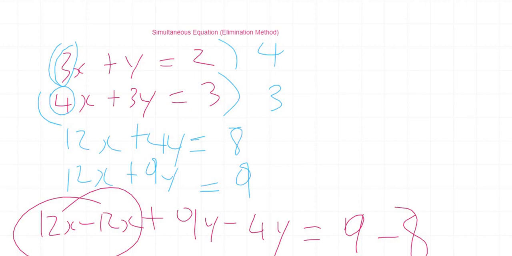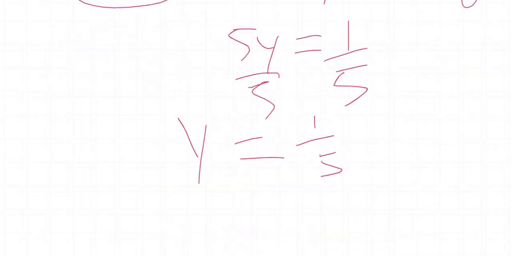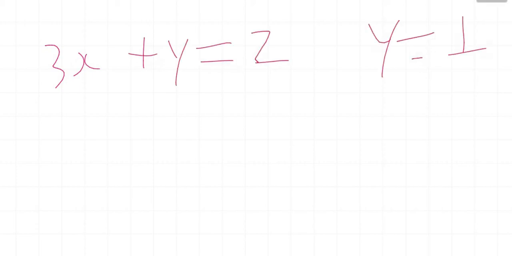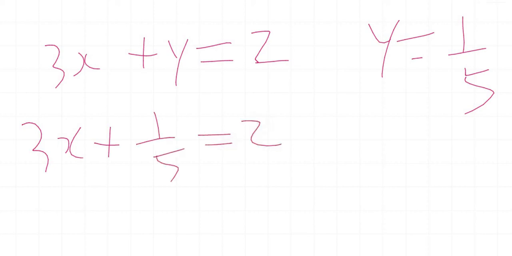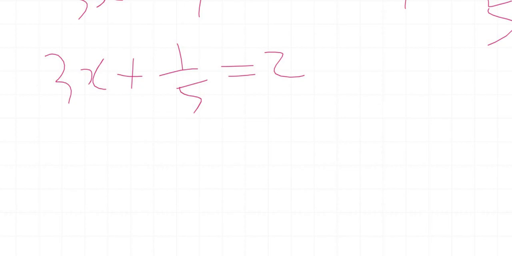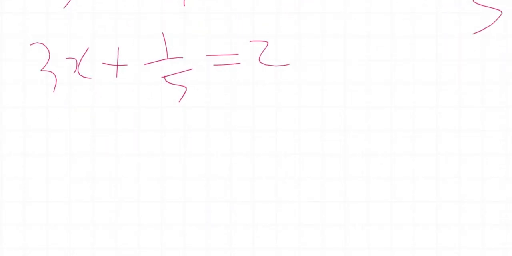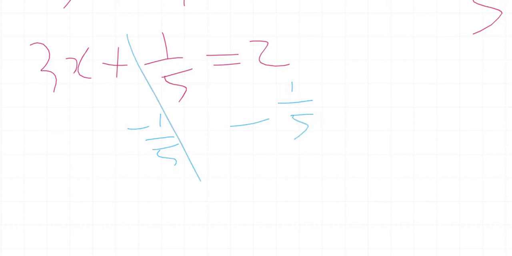So I could use equation 1, which is 3x plus y equal to 2. I'm going to write this down here: 3x plus y is equal to 2. Since y is equal to 1 over 5, we just substitute the value of y into this equation. So we have 3x plus 1 over 5 is equal to 2. Since it's a positive fraction, we could subtract 1/5 from both sides. Minus 1/5, minus 1/5. That cancels right there.